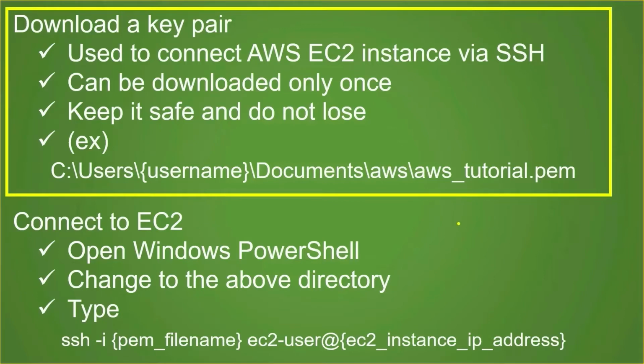In the final stage of preparing EC2 instance, you should download a key pair consisting of public and private keys. This key pair is necessary when connecting to the EC2 instance via SSH. The key pair can be downloaded only once, so keep it in a safe place and do not lose it. For example, we save it in a subdirectory in Windows users Documents directory.